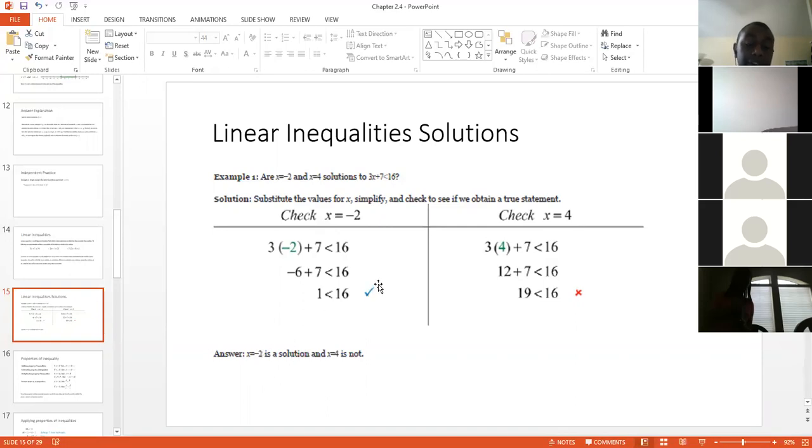So to check if one of your solutions is correct for an inequality, you can just plug it in. If you have time left in a test, and you want to make sure that something's right, you can do this. Plug in the number, and if it results in a true statement, it is a solution. So this is how you identify solutions for an inequality.